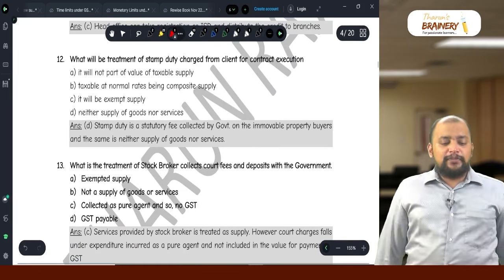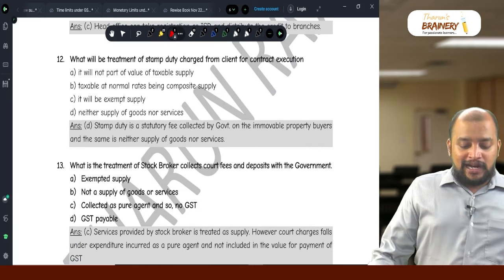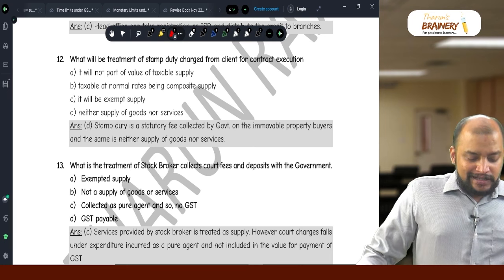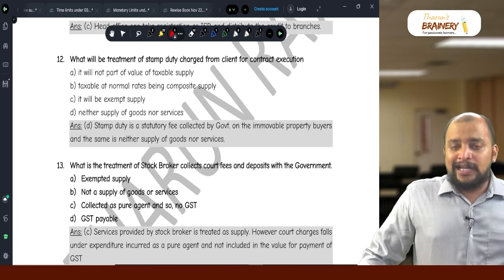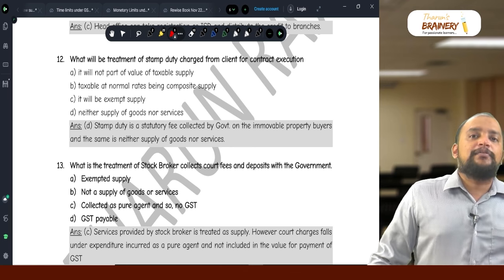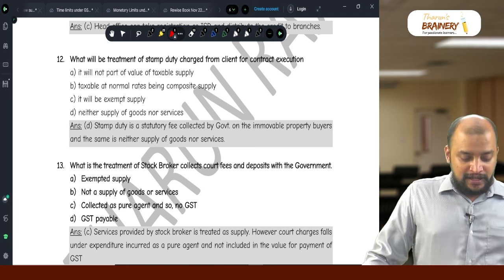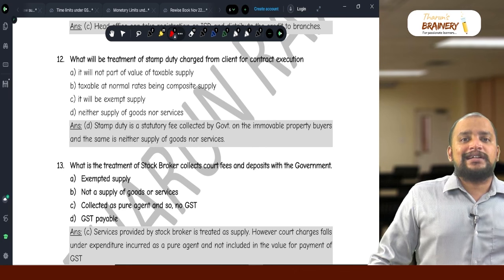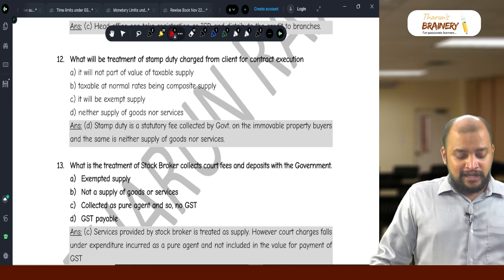What will be the treatment of stamp duty charged from the client for contract execution? Whenever stamp duty is collected by the government, in this case, when stamp duty is collected, that is excluded from the supply.